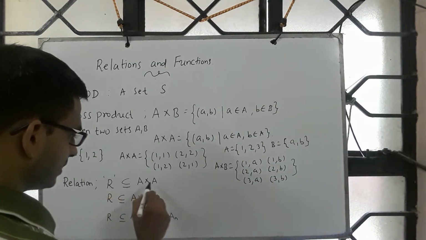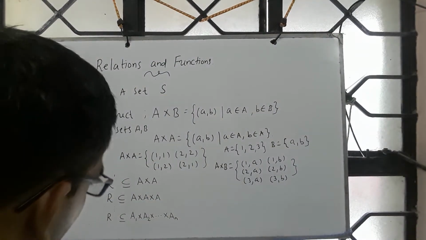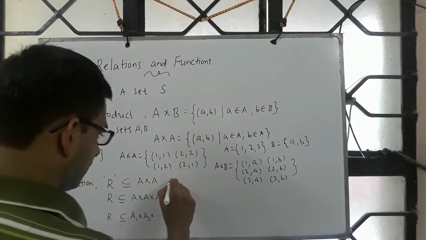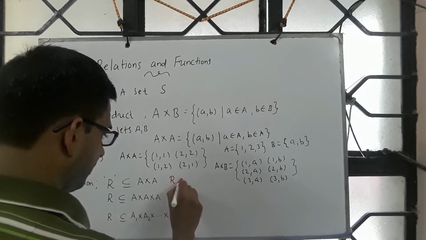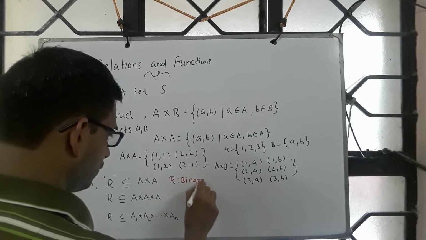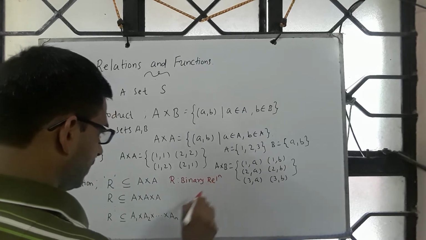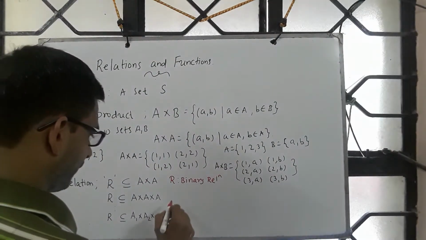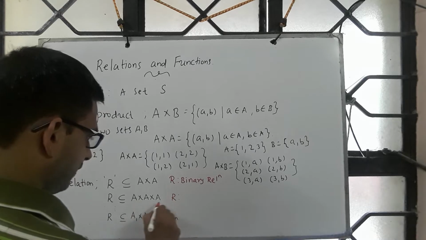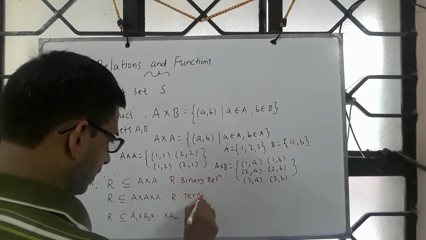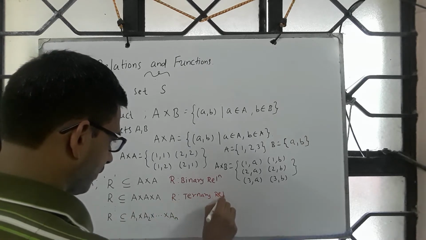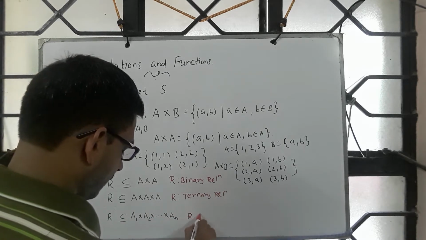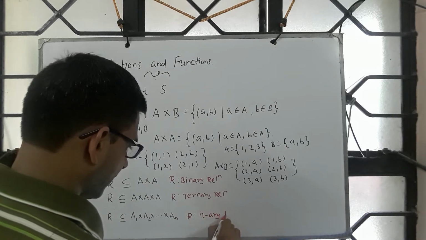If R is a subset of A cross A, then we say R is a binary relation. Binary means two, and you work with two sets, so it's called a binary relation. If you work with three sets, then R is called a ternary relation, and if you work with n sets, then we say it is an n-ary relation.